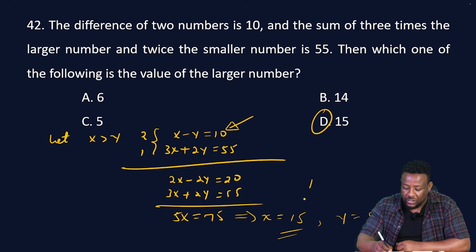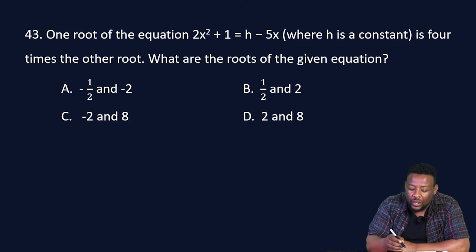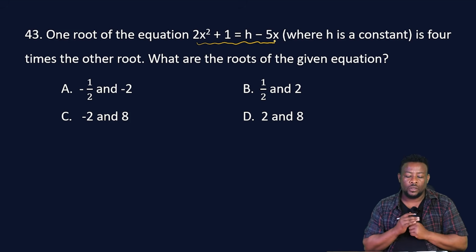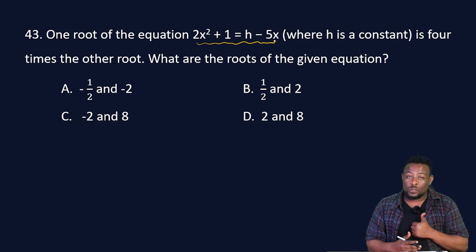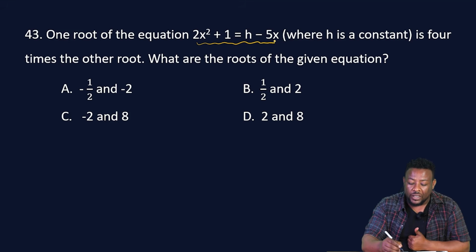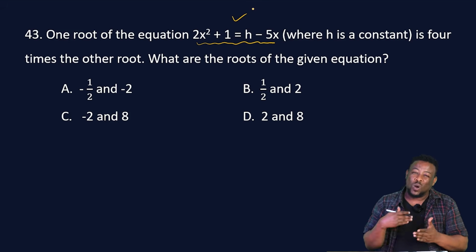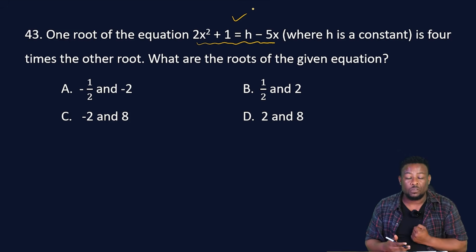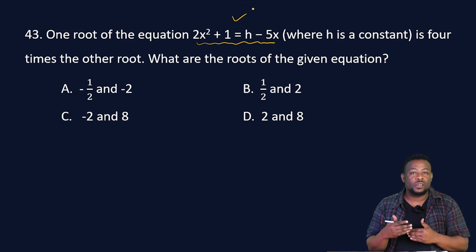Okay, larger number ስለሆነ የተጠየቅነው። ወደ 43ኛው ጥያቄ ጋር ስንሄድ one root of the equation 2x squared plus 1 is equals to h minus 5x is 4 times the other root. What are the roots of the given equation ይለናል. Okay, እዚህ 43ኛው ጥያቄ ላይ የሆነ quadratic equation ተሰጥቶናል. የዚህ quadratic equation roots one of the root of this quadratic is 4 times the other root የሚል information አለን. So based on this information we are asked to answer the roots.